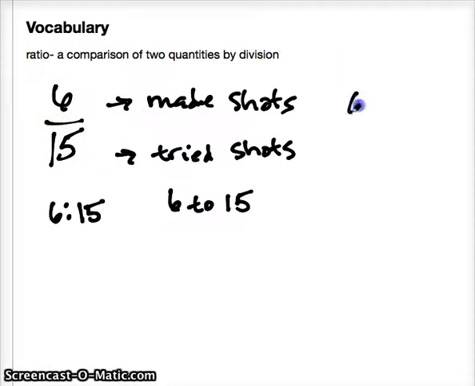So if I had a situation where I honestly made 6 out of 15, we'd reduce this. If I divide the top and bottom by 3, that means for every 5 shots, I can make 2. Does that make sense? Hope it does. Let's take a look at a couple of examples.